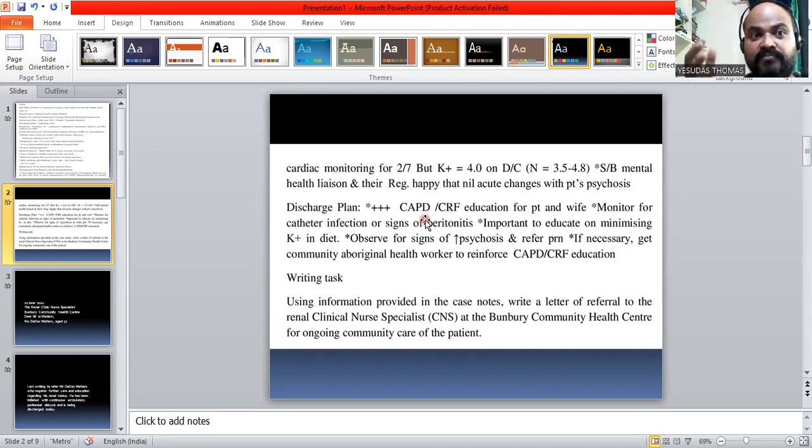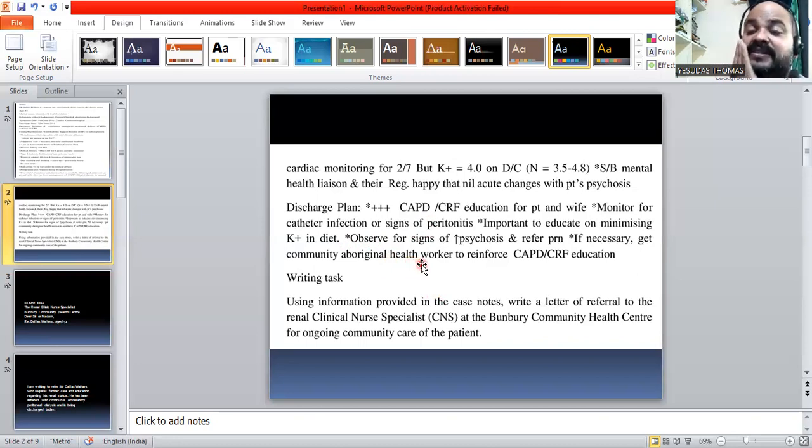So you need to make the couple understand better what exactly the condition is, what exactly the procedure is which is carried out, and what exactly is the care which we have to give. And we need to educate them regarding any signs of infection or any signs of peritonitis, and the importance of the diet with low potassium. And if you have any psychosis signs, you have to inform the doctor. And if necessary, you have to get the Aboriginal health worker to reinforce.